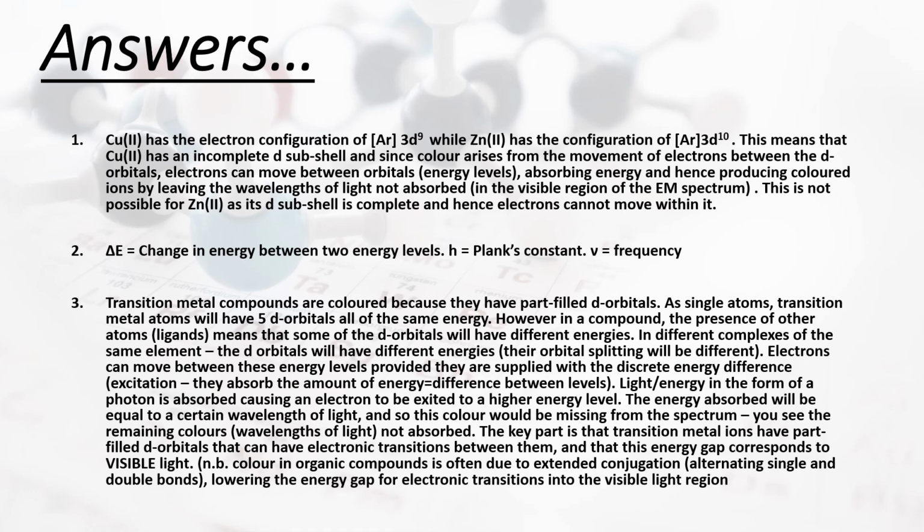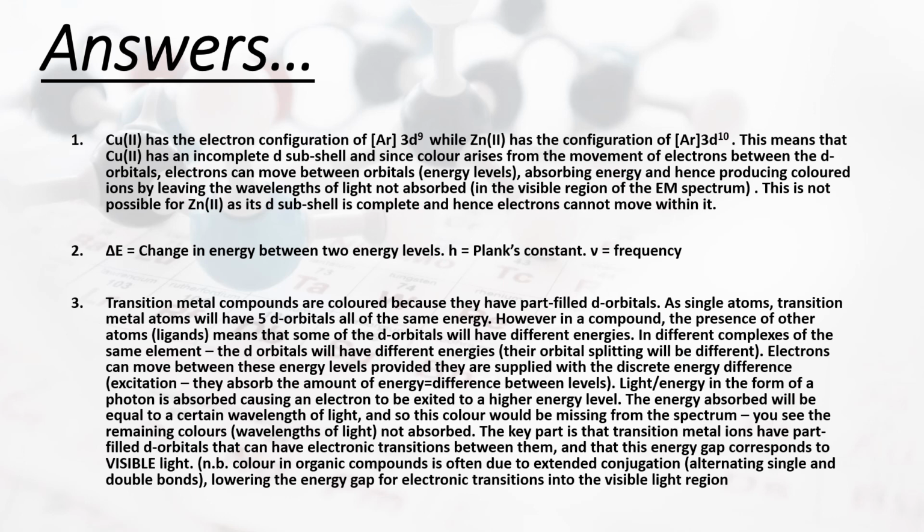A photon is just essentially a quantum of light. You can think of it as the particles of light. So light exists as this wave-particle duality. The photons are the discrete packets of energy. You think of particles rather than a wave here. Now, the energy that is absorbed will be equal to a certain wavelength of light. We saw that from the equation in the question above. And so this colour is missing from the spectrum.